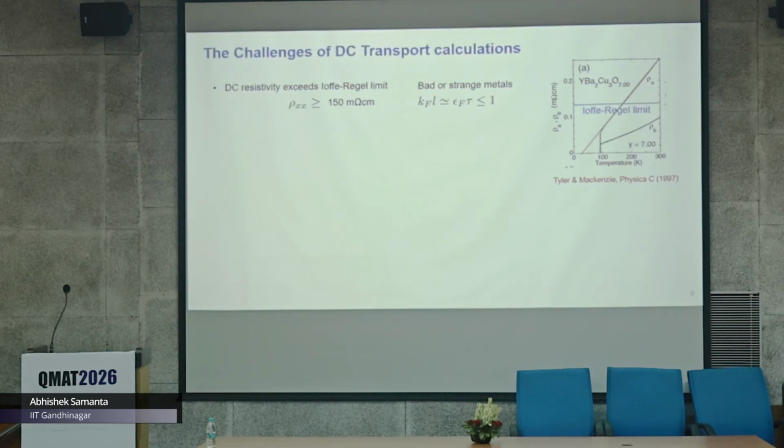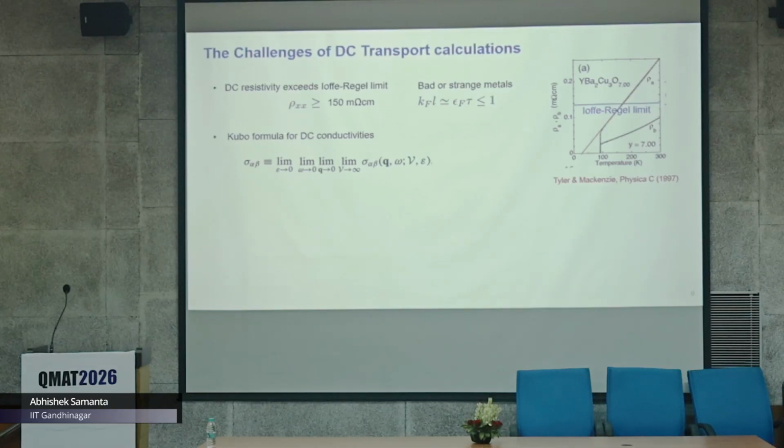Okay, now in addition to the cuprates, there are many other materials where also the Boltzmann theory does not work. For example, there are some materials where the DC resistivity grows linearly with temperature and eventually it exceeds the so-called Ioffe-Regel limit. So they are called the bad metals or strange metals and so on. And here the Boltzmann theory does not work.